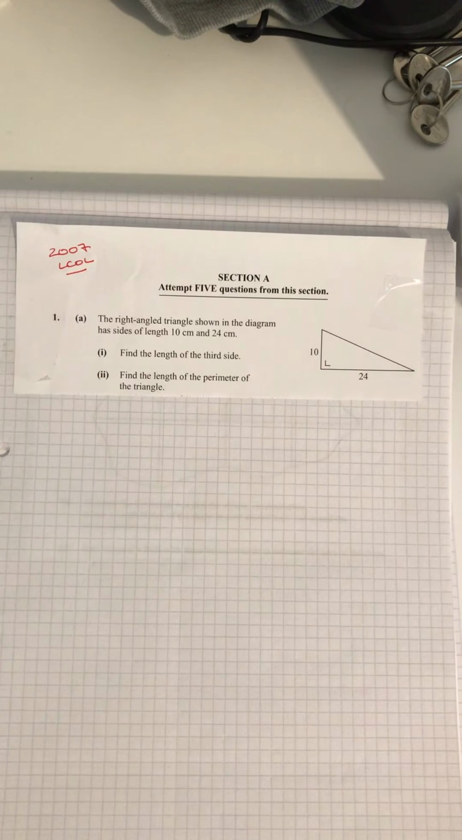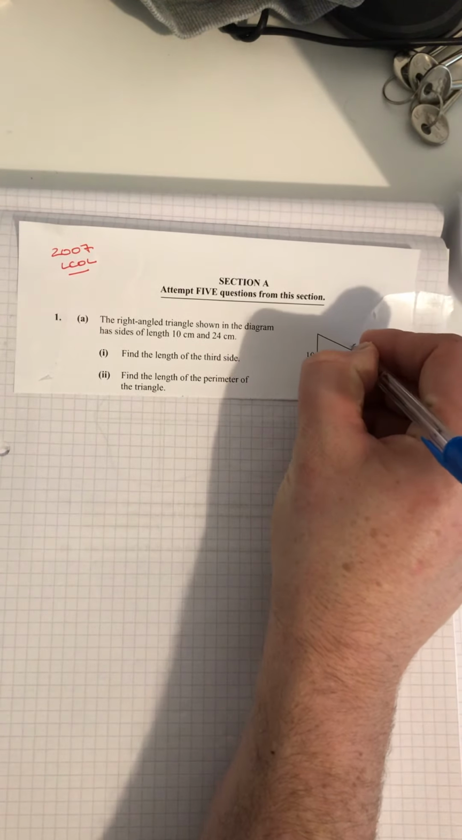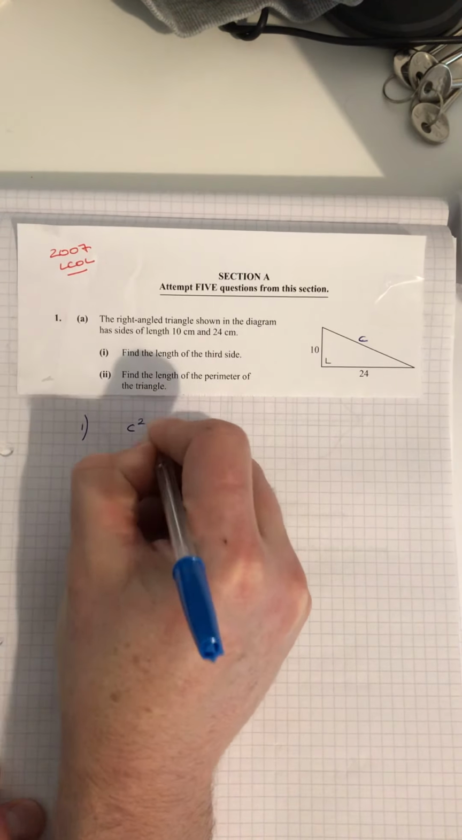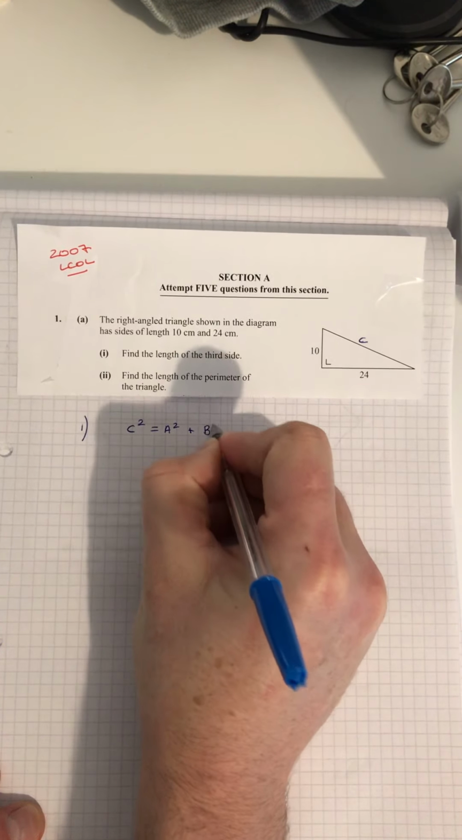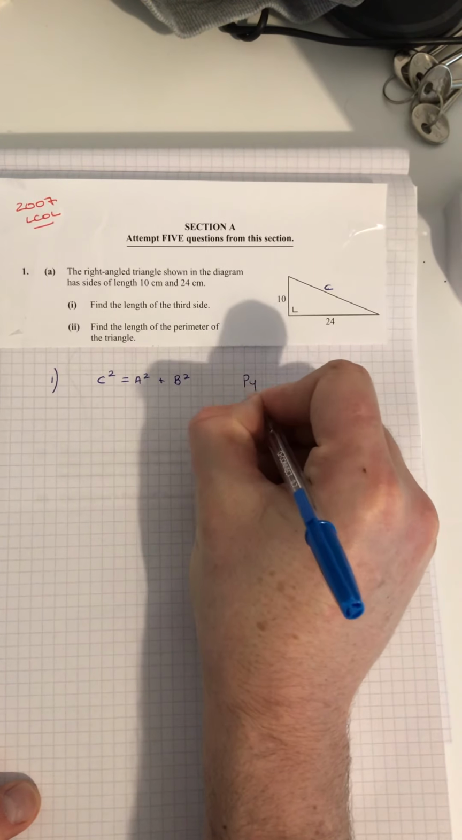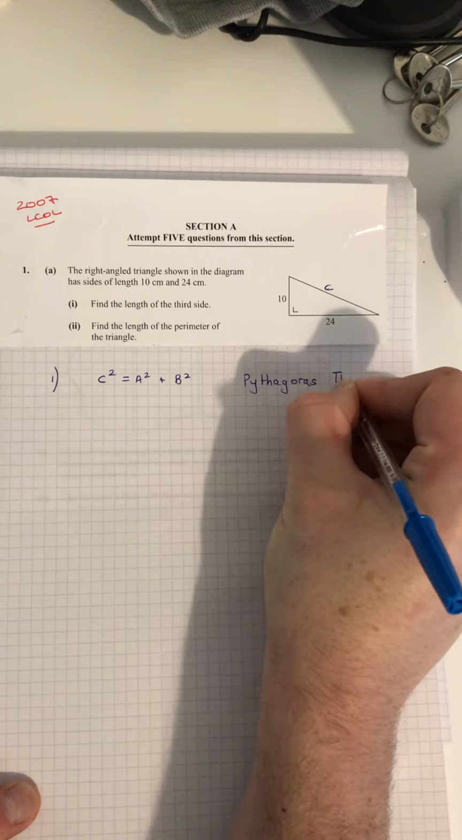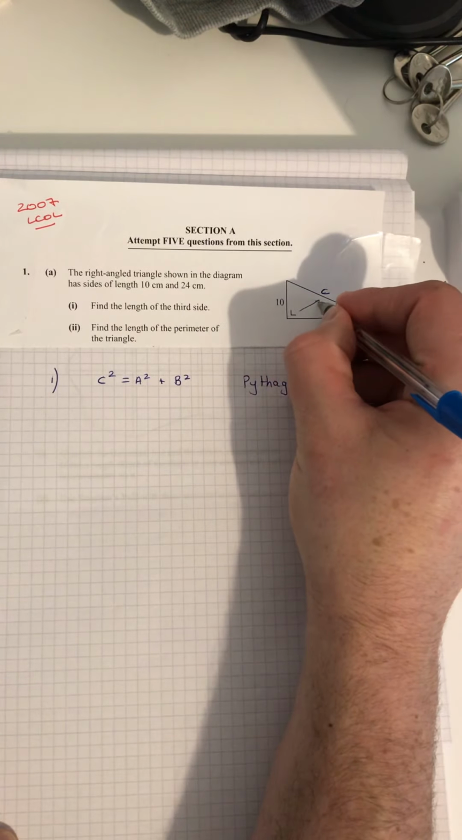The third side, so we know that this is the third side, C. So for part 1 we're going to use the theorem of Pythagoras. C squared is equal to A squared plus B squared. Okay, so that's Pythagoras' theorem. But in this case C is always opposite the right angle.